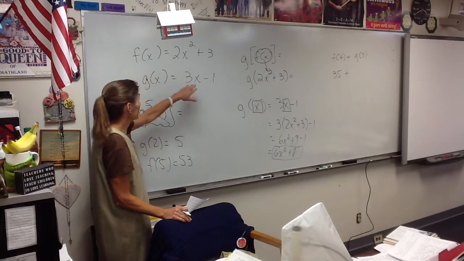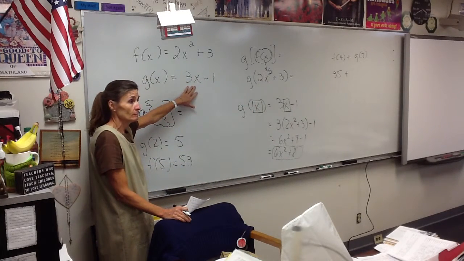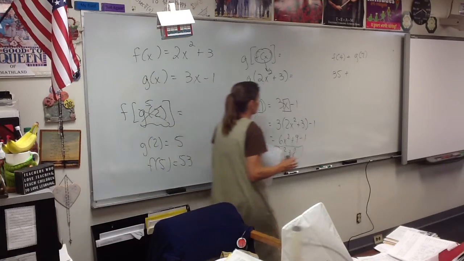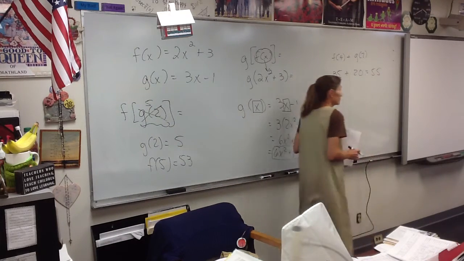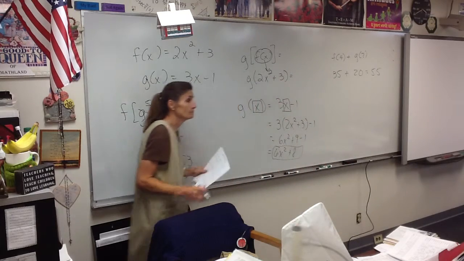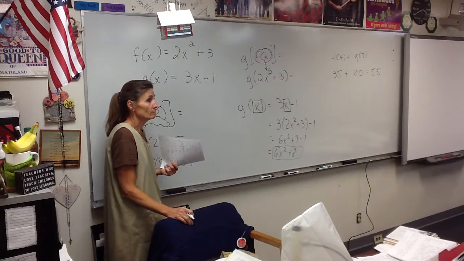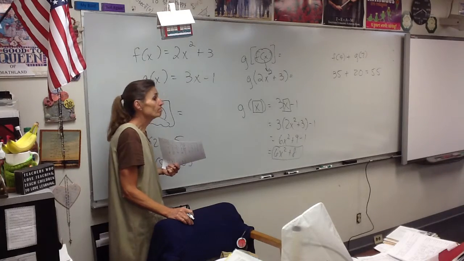G of 7, 20. So the answer to the problem is 55. How would you write that on the line? Just 55? Yep, just 55.